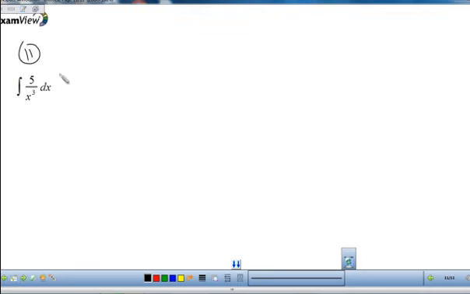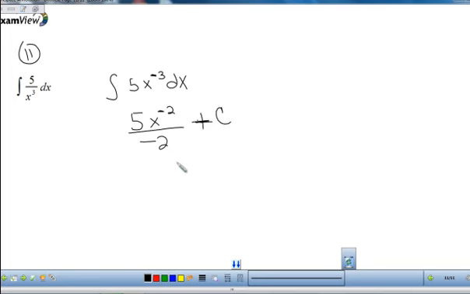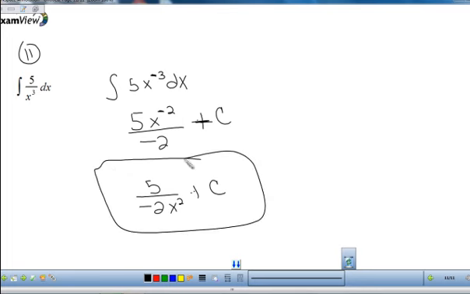Okay, 11, to find the antiderivative of this one, I'm going to first rearrange it to have it as negative 3. So then I can add 1, and divide by the new exponent. And don't forget your plus c. So this is going to be 5 over negative 2 x squared. And there's my antiderivative.